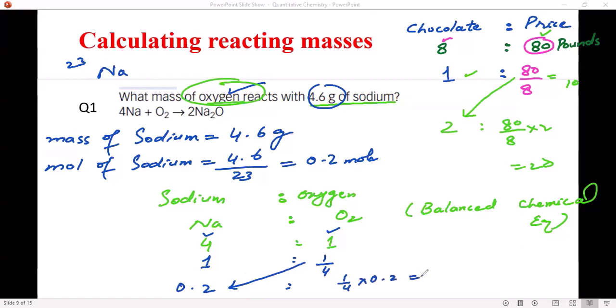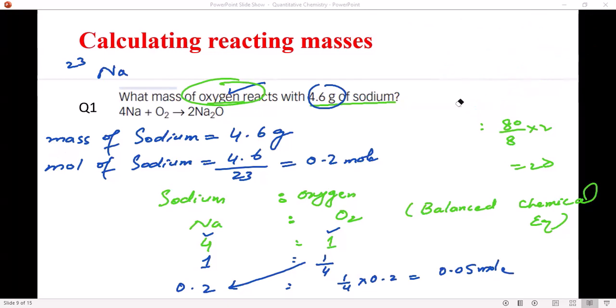So 0.2 divided by 4. So your answer would be 0.05 moles. And guys, now you are expert in converting moles into mass. I'm expecting you can convert moles into mass. Is it? Do inform me, comment, and share your feedback.